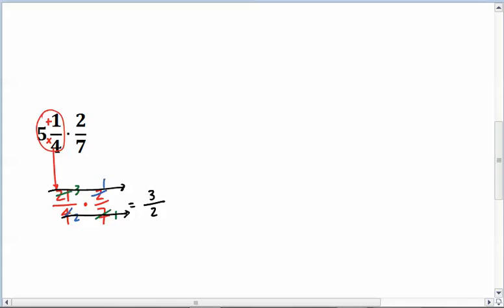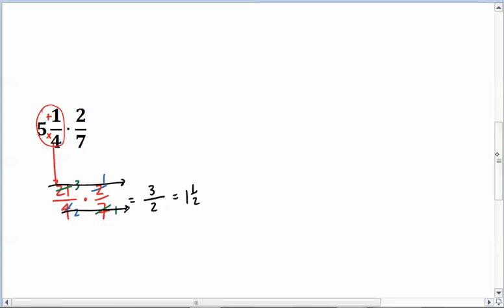Now, if you don't want an improper fraction, by the way, this is already reduced. I don't need to check to see if it can reduce more, because I already reduced before I multiplied. If you want to rewrite it, you're going to say, how many of these will fit into that? Only one of them. And so that one is right here. And then there's 1/2 left over. Okay? Last one.